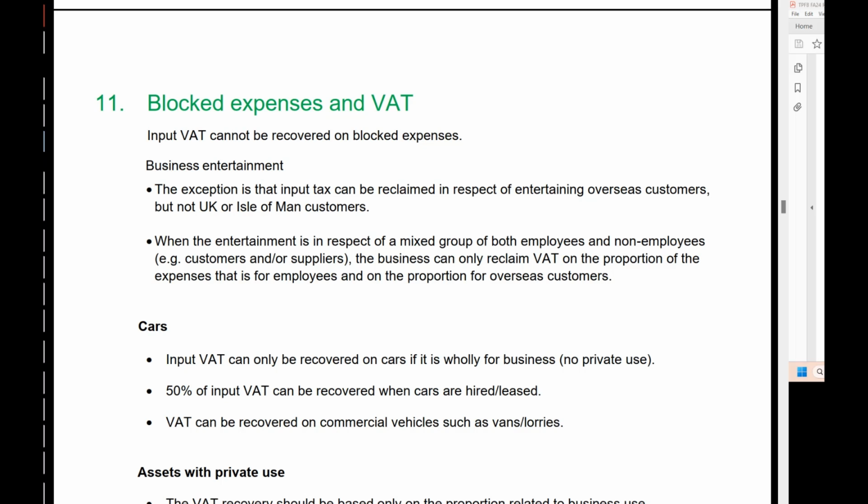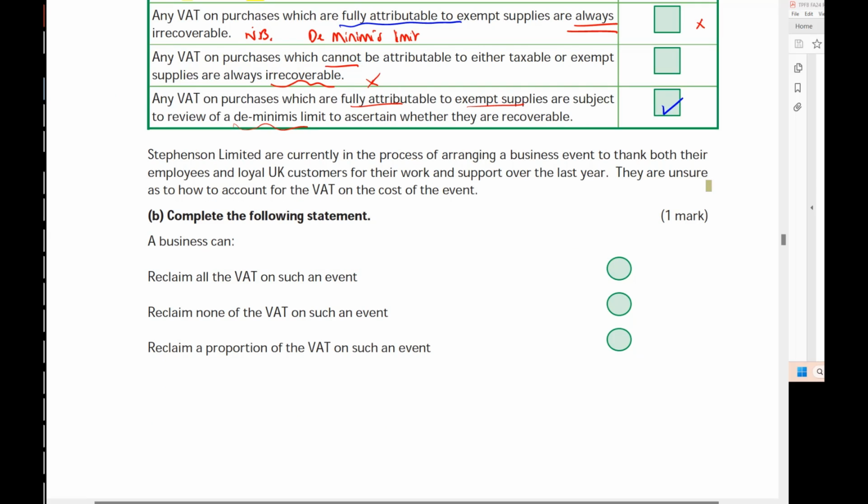So it says input tax can be reclaimed in respect of entertaining overseas customers, but not UK customers and not Isle of Man customers. So we can't reclaim the VAT on customers then. And we are in the process of arranging an event to thank our employees and our loyal customers. So now we're in a bit of a sticky situation, aren't we? Because the employees, actually we can reclaim, but the customers we can't.